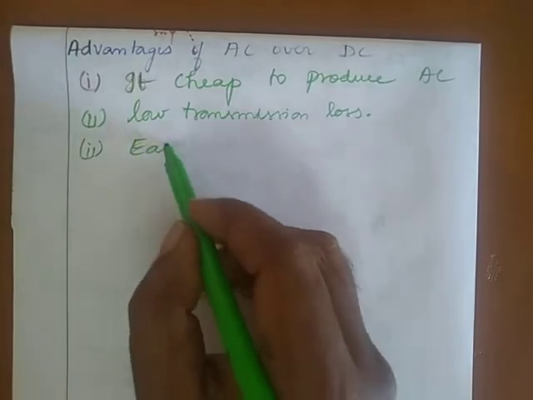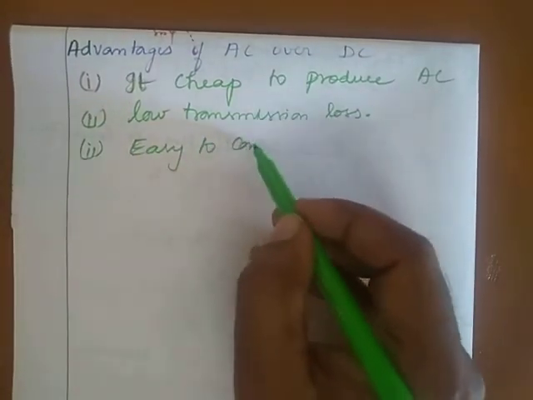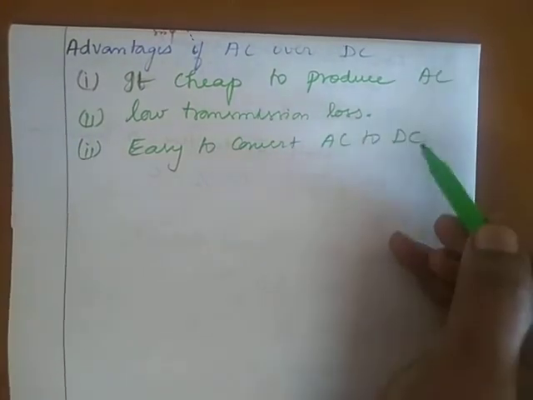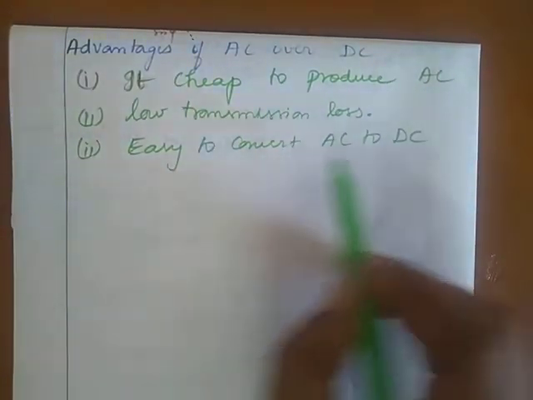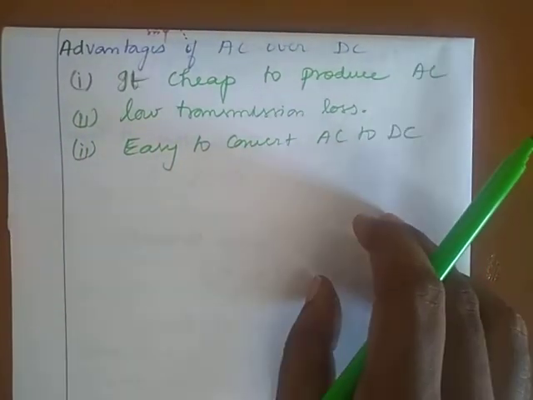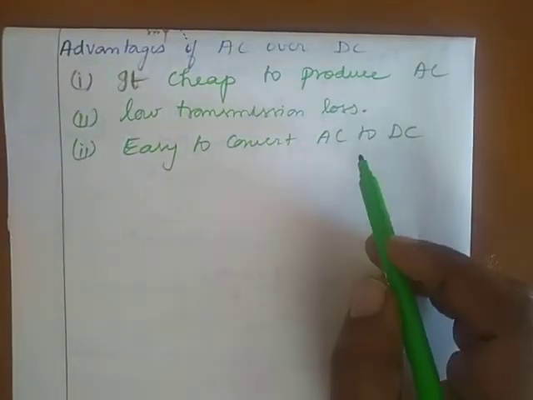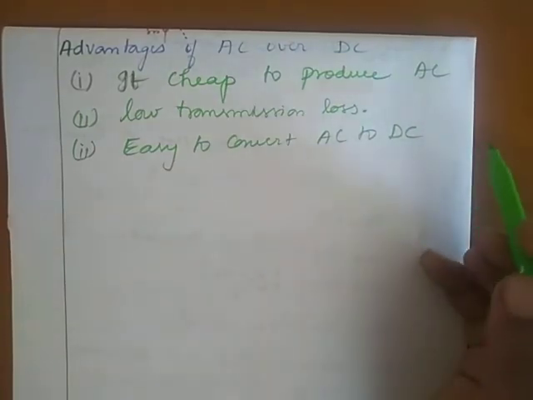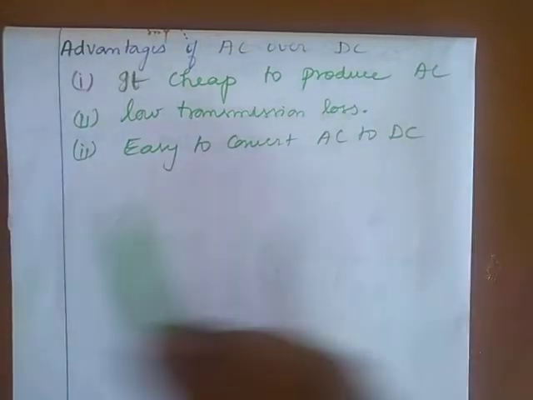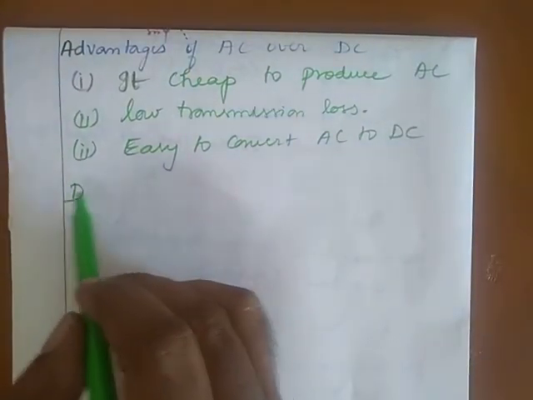Easy to convert AC to DC. This is done by a rectifier, whatever your charger does. All the chargers convert alternating current into direct current because the charger has a rectifier circuit. Okay, the next, disadvantages of AC over DC.